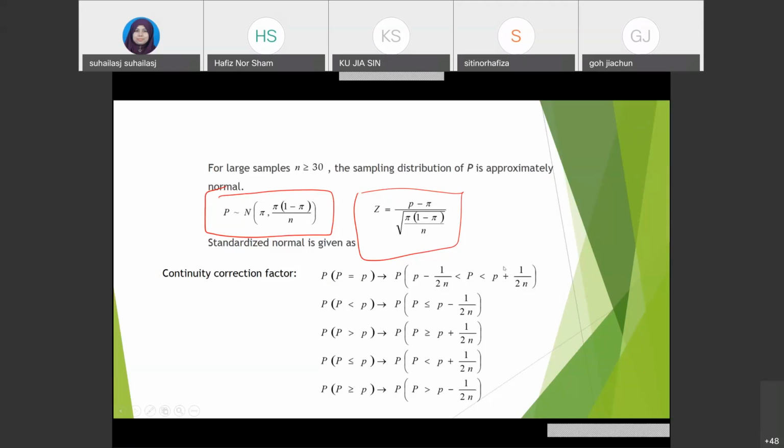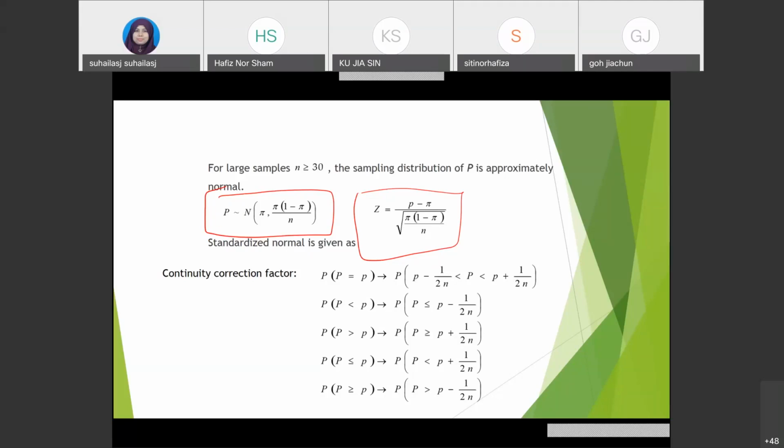Okay, so again, since the original question is coming from binomial, when we want to transform to normal distribution, we need a continuity correction factor. Okay, continuity correction factor. It's the same process as normal approximation, except that normal approximation is in terms of your X. Now we deal with sampling. Okay, the sampling distribution of your sample proportion, which is P equals X over N.